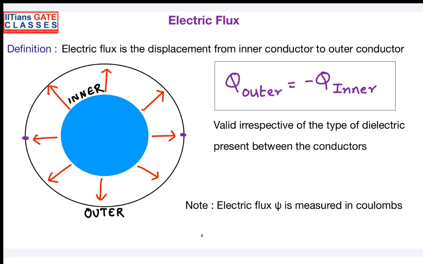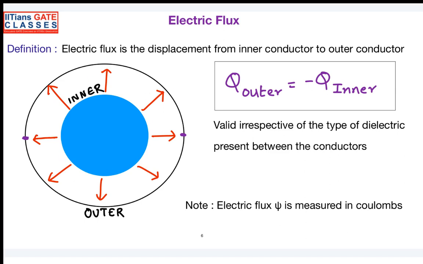And this case is valid, and he gave one more point you can see here, even irrespective of the type of dielectric present between the conductors. So between the inner conductor and outer conductor, whether it is free space or a finite dielectric medium, it doesn't matter. The flux will displace from the inner conductor to the outer conductor. So the electric flux is the displacement from the inner conductor to the outer conductor, and the charge on the outer conductor is the negative of the charge on the inner conductor.